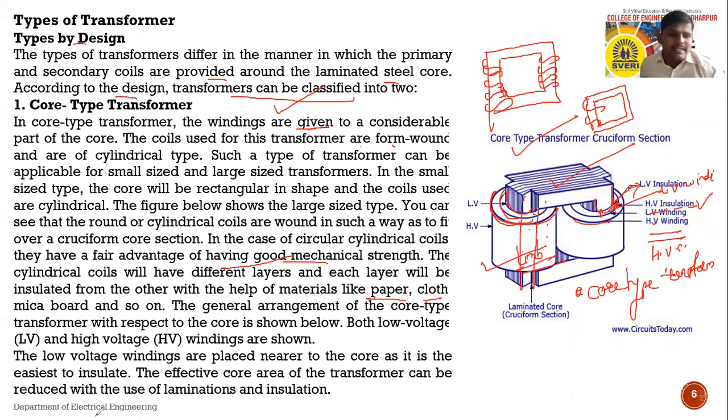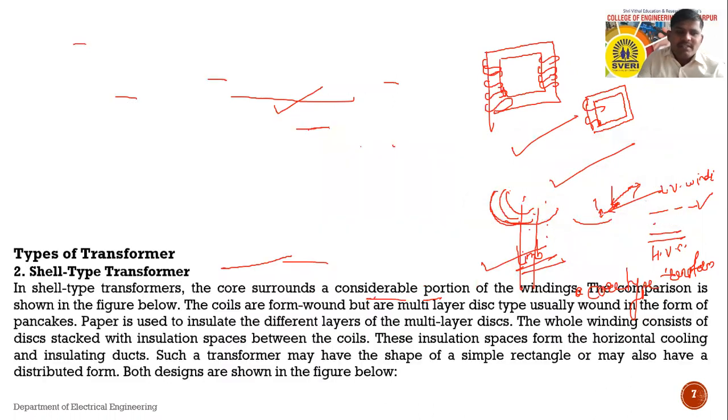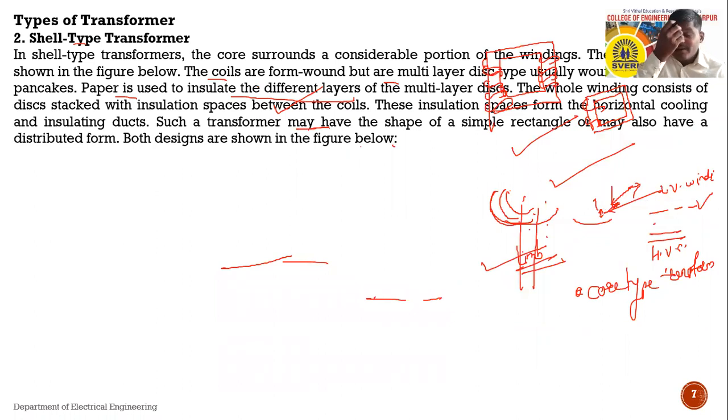See, the sentence given here: the low voltage winding is placed nearer to the core as it is easiest to insulate between the core and the LV winding. The effective core area of the transformer can be reduced with the use of lamination and insulation. So this is related to the core type transformer.